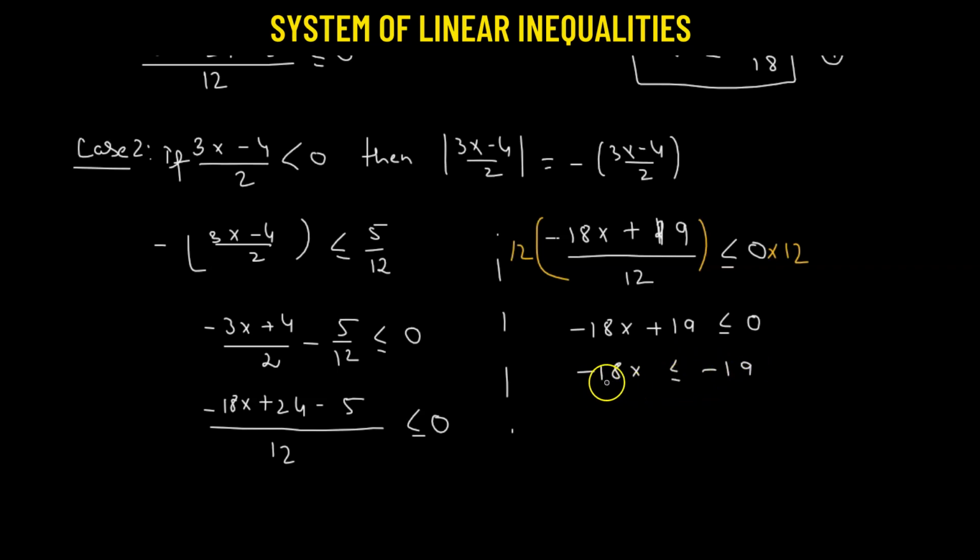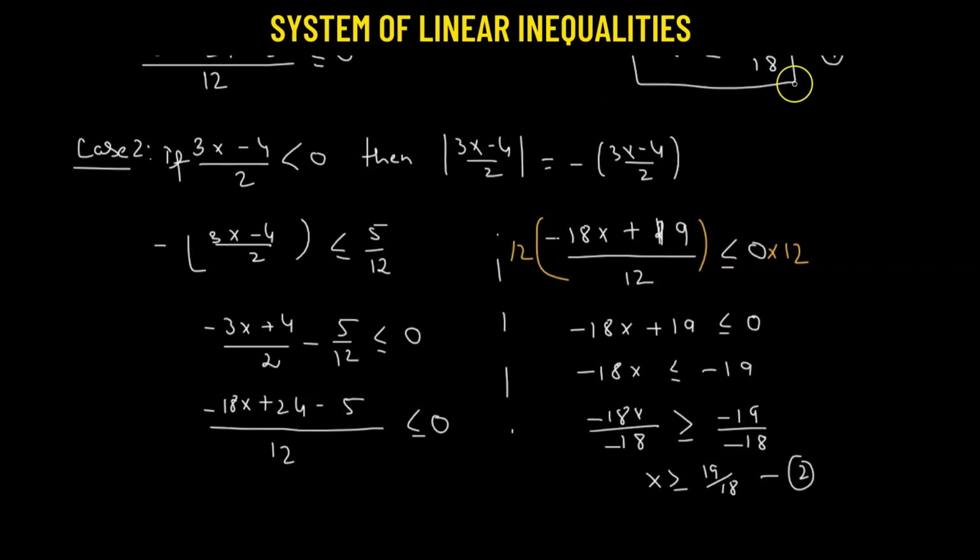Now what we'll do, we'll divide both sides with negative 18, but this time we'll have to be careful. Whenever we divide by a negative number, let's say dividing by negative 18, the sign of the inequality changes. So it will become greater than or equal to negative 19 divided by negative 18, which gives us x greater than or equal to 19 over 18. So this is number 2. This is the value of x for case number 2.